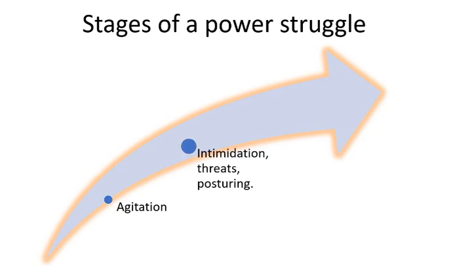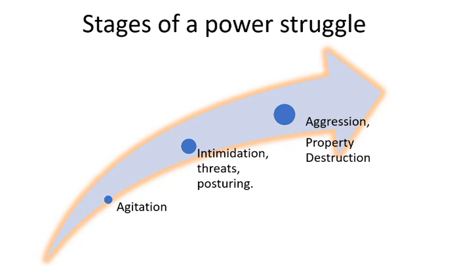With intimidation, the individual or staff begins to make threatening statements and may even begin to posture physically. This is the staff member's last chance to stop the power struggle before it advances to the next stage. The next stage is aggression. This can be physical aggression toward others or toward that person themselves, and it may also include property destruction.